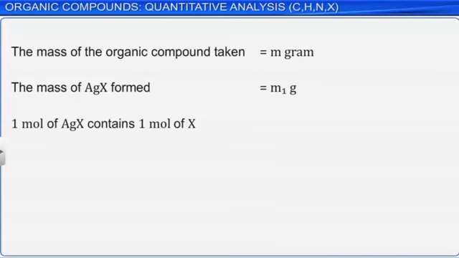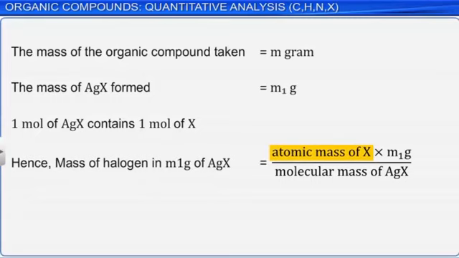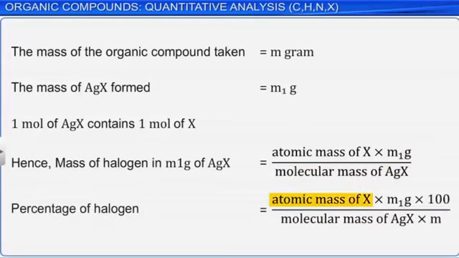Therefore, the mass of halogen in m1 of silver halide is determined by dividing the product of the atomic mass of halogen and m1 by the molecular mass of silver halide. Therefore, the percentage of halogen is equal to the atomic mass of halogen multiplied by m1 multiplied by 100 divided by the product of molecular mass of silver halide and M.